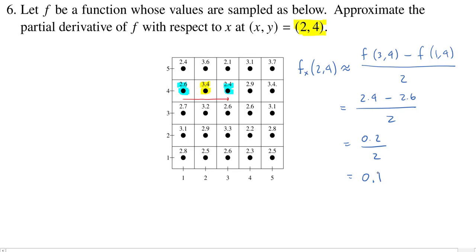Of course, we can't do any better than that in this problem because we don't have more precise values. We don't have things closer to (2, 4). Even if we did find things that were closer, it might be an issue in terms of not having enough precision in our data. So this is about as good as we can hope to do.